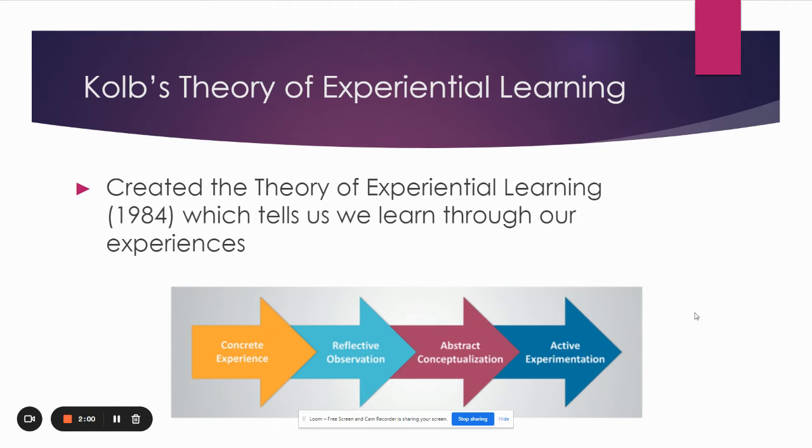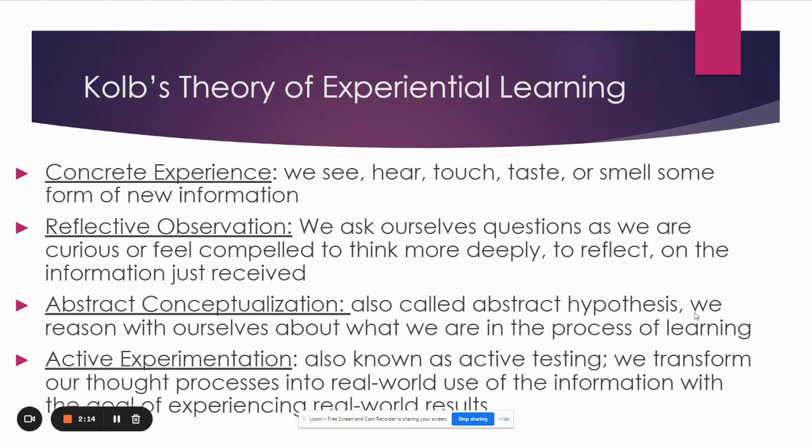There's another theory of learning called Kolb's theory of experiential learning. This theory was created in 1984, and in this theory, Kolb says that we learn through our experiences. Here are the 4 different ways Kolb says we can learn through our experience. He said that we can go through concrete experience. That means we see, hear, touch, taste, or smell new information. So we can actually physically experience it, it's concrete right in front of us.